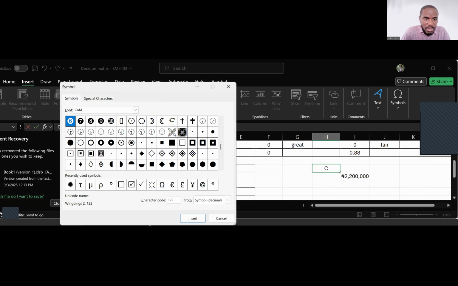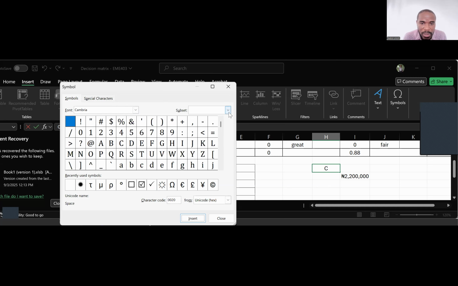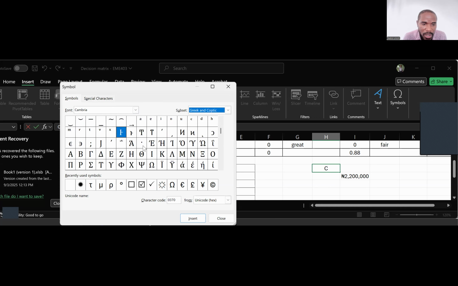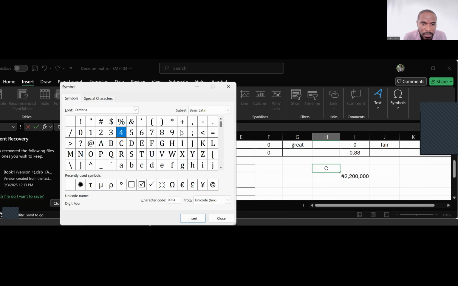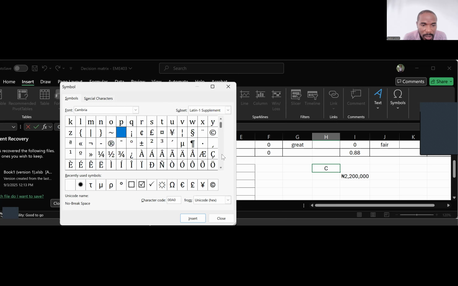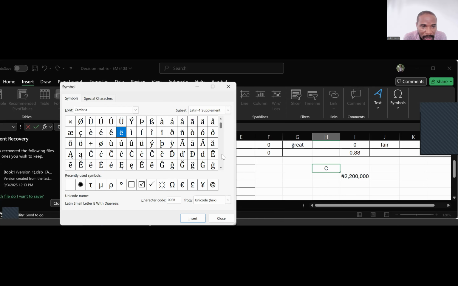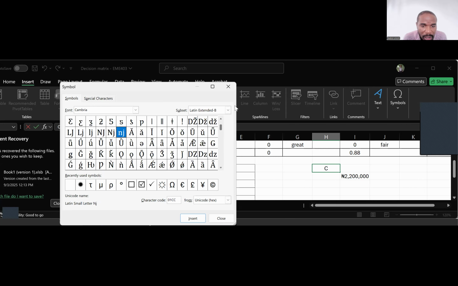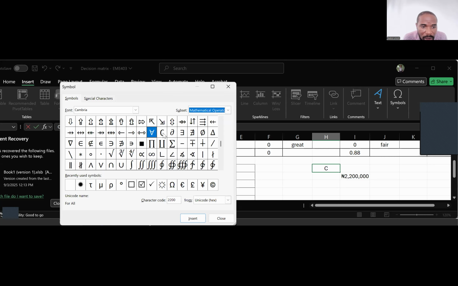Cambria Math. All right, Subset is Greek. Where's inverse? Give me a minute, let me find it. I'm looking for the proportionality sign, one that's almost like half. Subset is mathematical operations. This is it. Okay, insert.